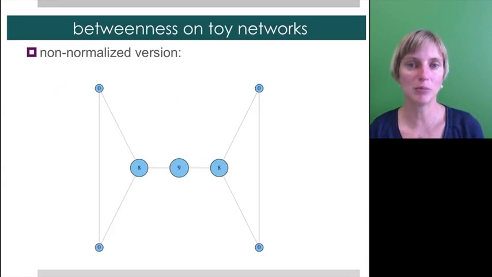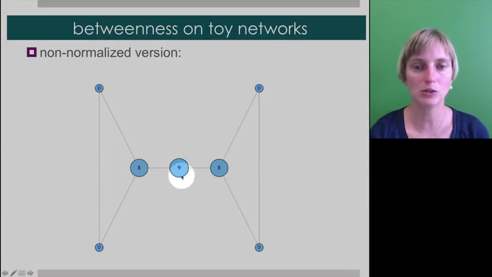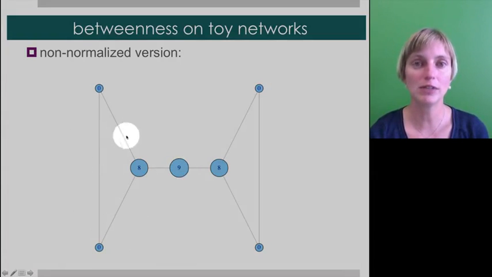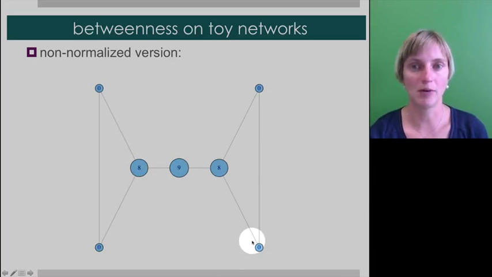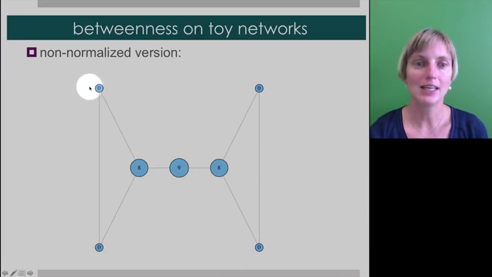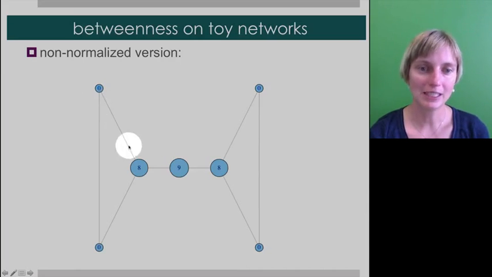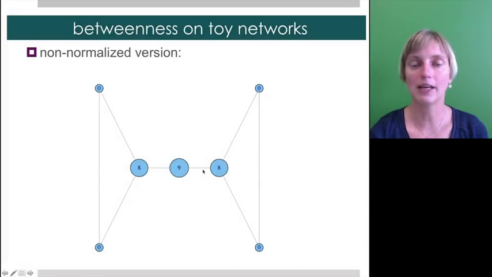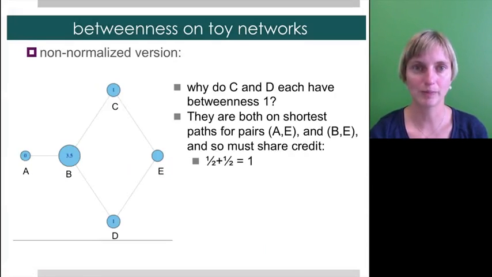If we go back to the butterfly network, remember this central node had degree 2. Now it has the highest betweenness. It has betweenness 9 because each of these 3 nodes relies on the center node in order to reach the other 3 nodes in the network. On the other hand, these peripheral nodes here have betweenness 0 because you wouldn't go out of your way in order to reach any of the other nodes. They are on no shortest paths.